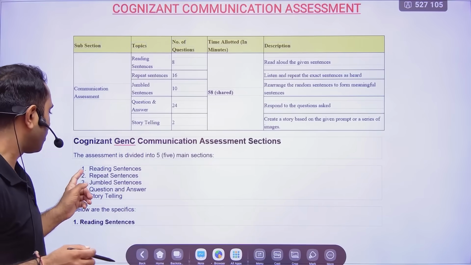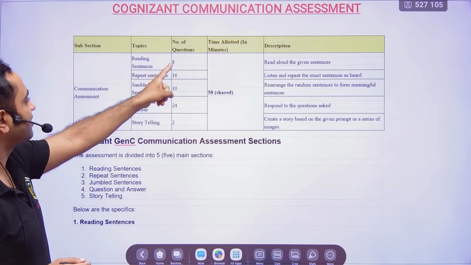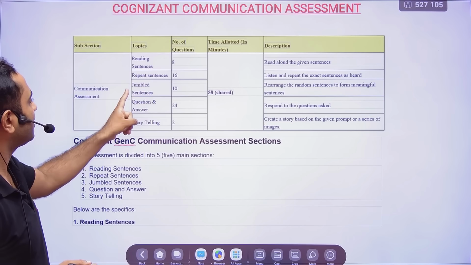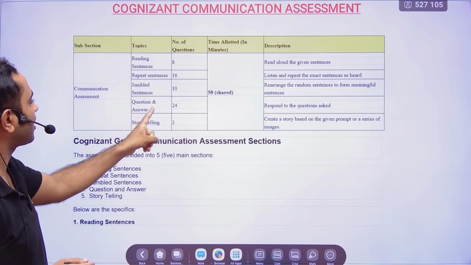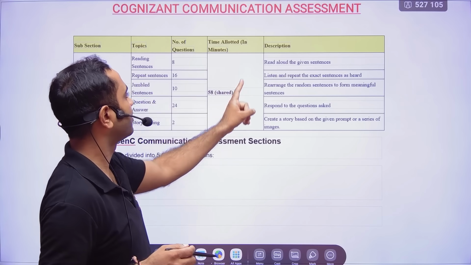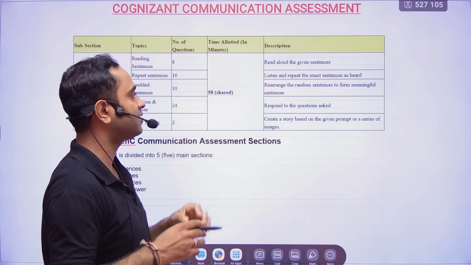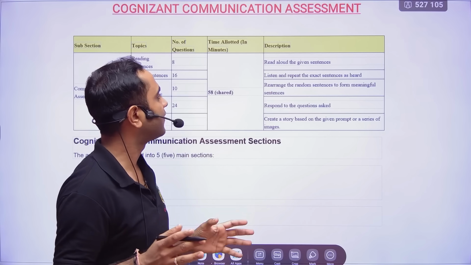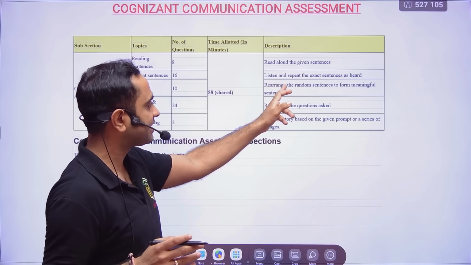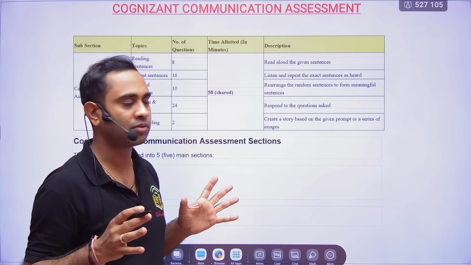Okay, the communication assessment topics are: reading sentences 8, repeat sentences 16, jumbled sentences 10, question and answer 24, storytelling 2. Time allotted is 58 minutes. The first one is reading sentences: read aloud the given sentences. The second one is listen and repeat the exact sentences as heard. Jo suno wahi bolo.